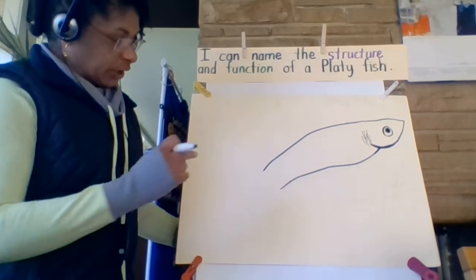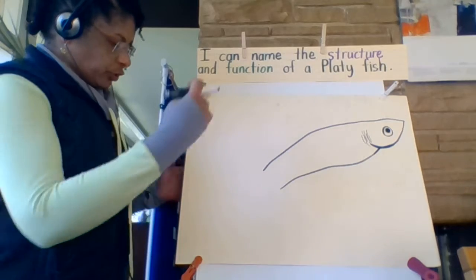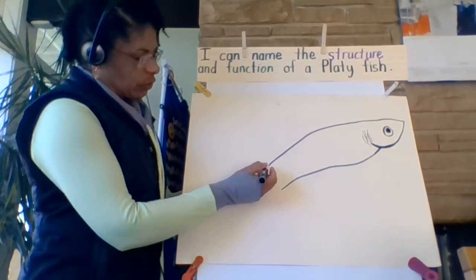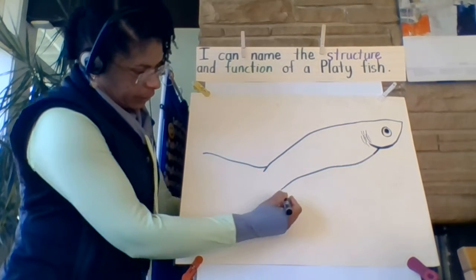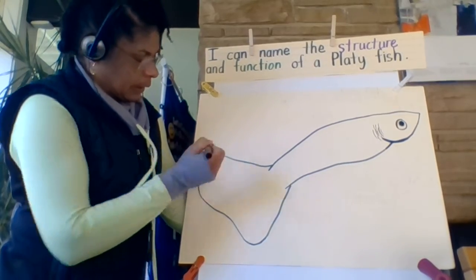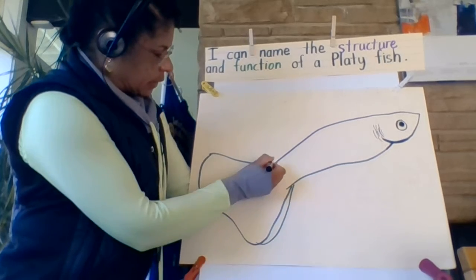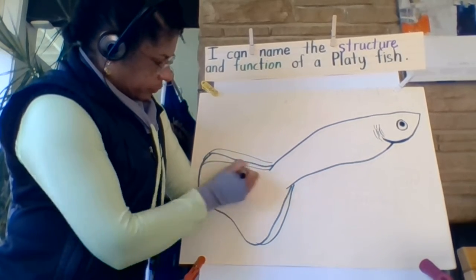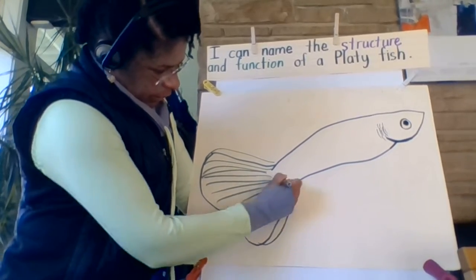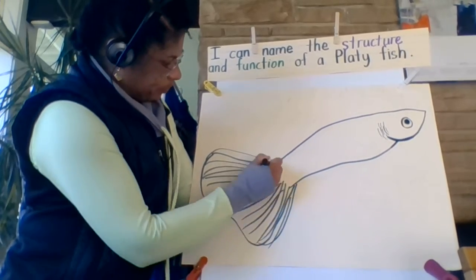Now, fish, they swim. They cannot walk like us. So in order to move from one place to another, they have a very important structure called tail. And with this tail, they can move from one place to another. I'm gonna put some lines over here to make it look a little bit more realistic. Okay?